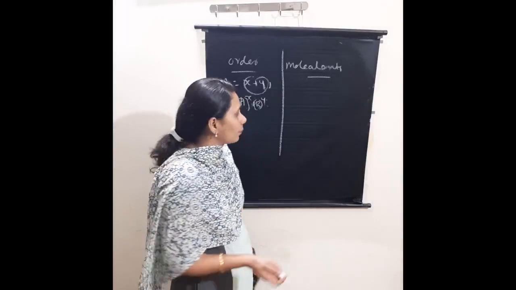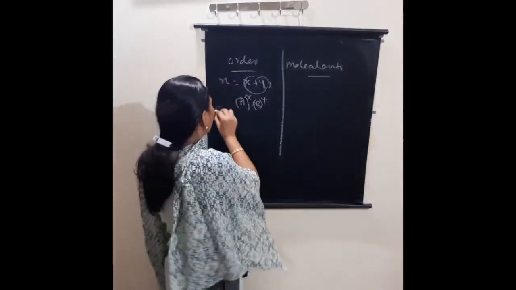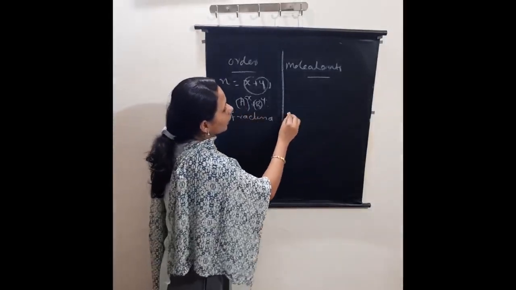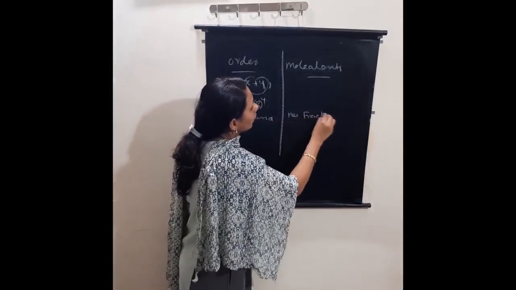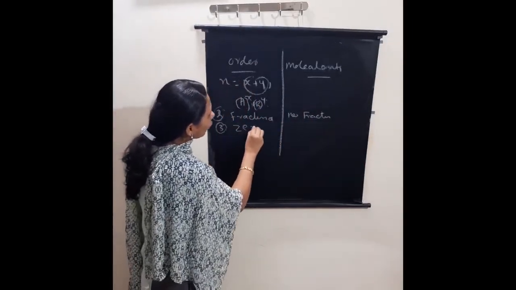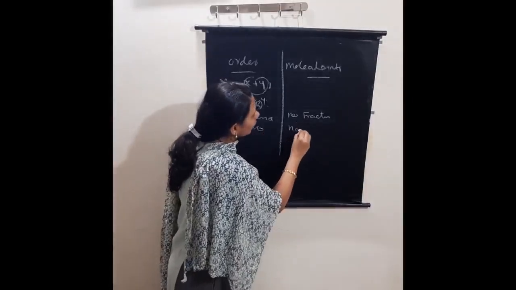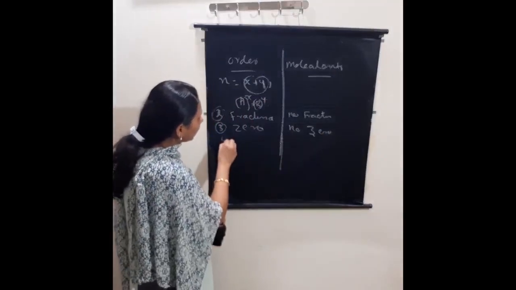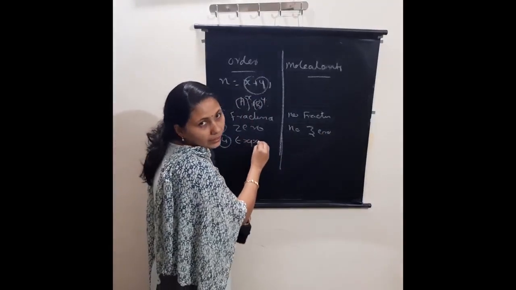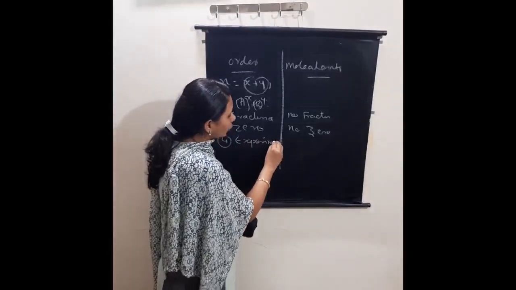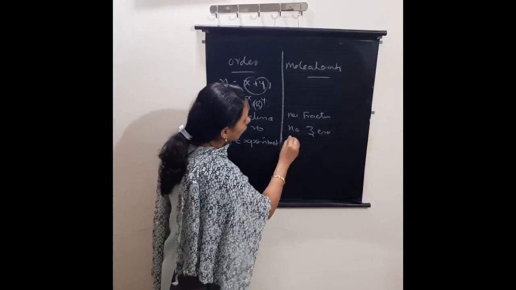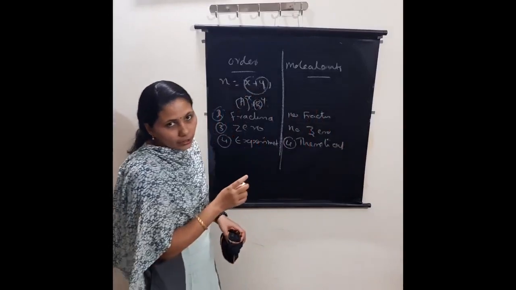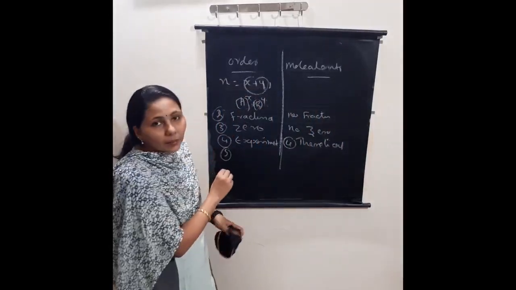That is the molecularity. Then order may have fractional values, but molecularity has no fractional values. Order may have 0 values, but molecularity has no 0 values. Order is calculated experimentally, but molecularity is a theoretically calculated thing. And order is mainly based on the rate equation, the rate law.